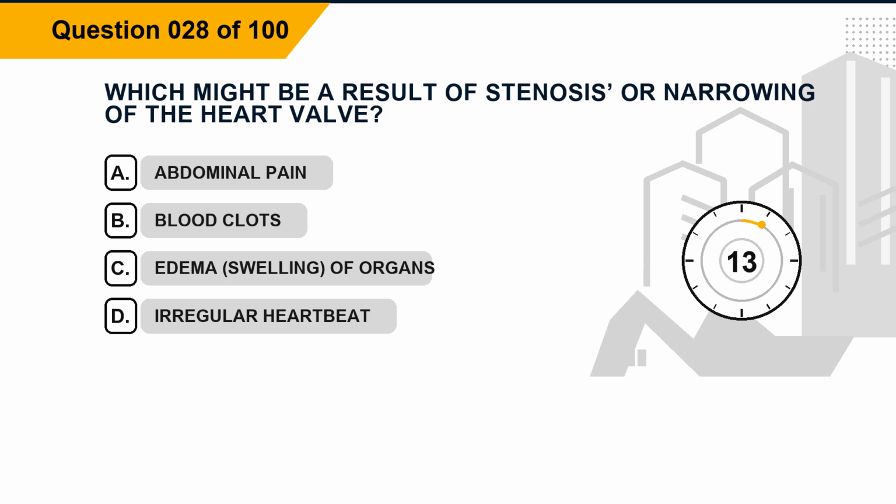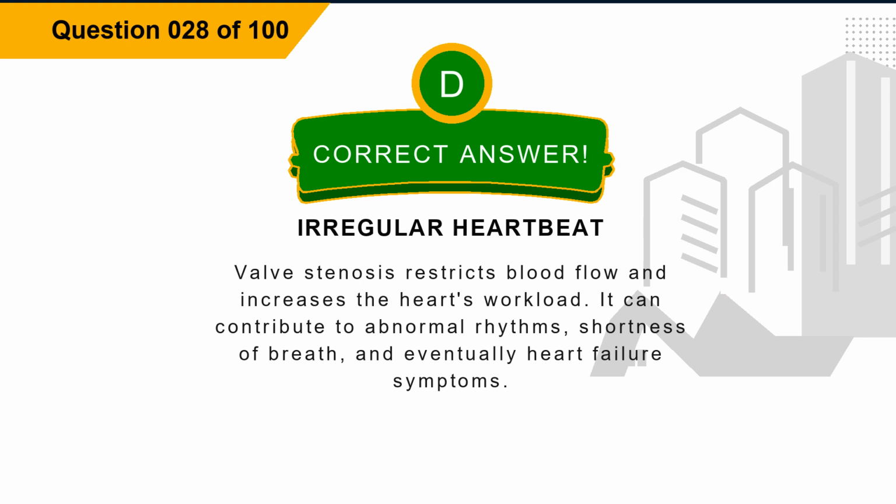Question 28. Which might be a result of stenosis, or narrowing of the heart valve? Option A. Abdominal pain. Option B. Blood clots. Option C. Edema, swelling, of organs. Option D. Irregular heartbeat. The correct answer is option D. Irregular heartbeat. Explanation. Valve stenosis restricts blood flow and increases the heart's workload. It can contribute to abnormal rhythms, shortness of breath, and eventually heart failure symptoms.